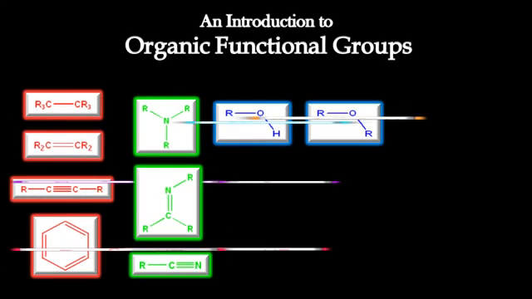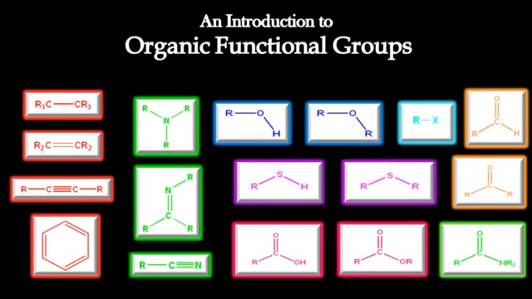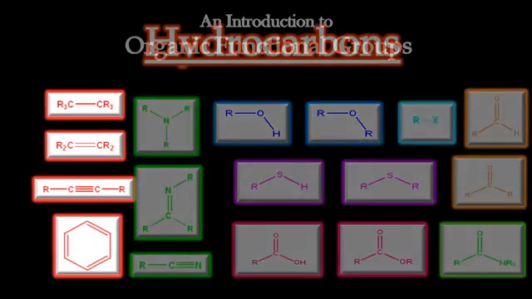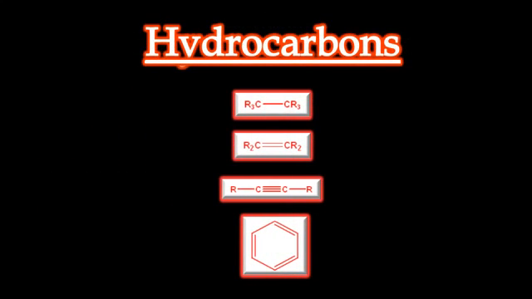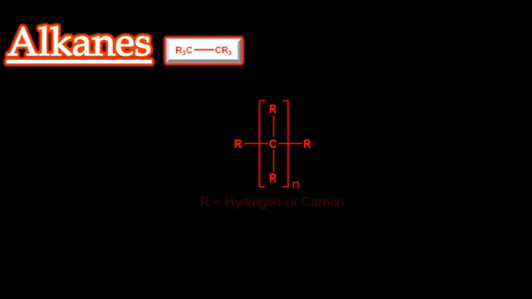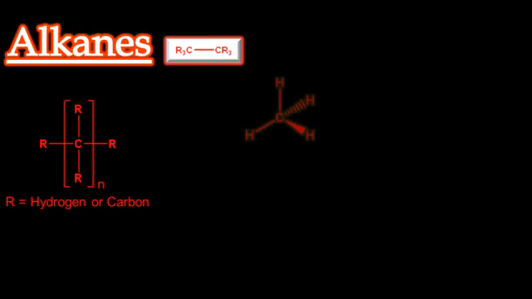Here are the general structures of functional groups found in organic compounds that will be discussed in this tutorial. We'll start off first with hydrocarbons. Hydrocarbons are compounds composed entirely of hydrogens and carbons, as their name would suggest. Alkanes are the simplest of all hydrocarbons. Let's look at some examples of alkanes.